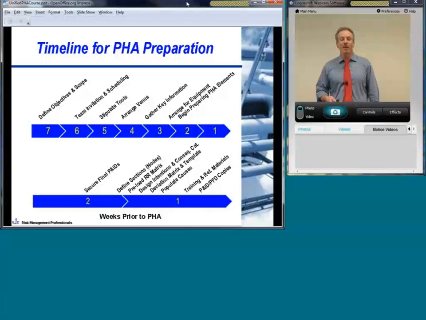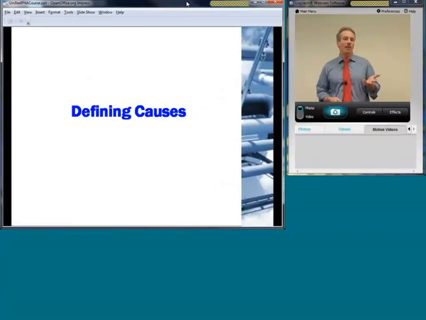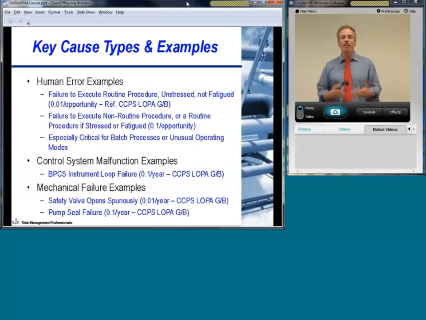So let's talk about defining the causes. This is an art, basically, and it is so important, and it makes such a difference in the quality and the amount of time that you use for the team. It's really important, and that's what I want to focus on for this module. Key types of causes. You know, what can go wrong in a plant site? Usually there are categories in three areas: human error, control system malfunctions, or mechanical failures.